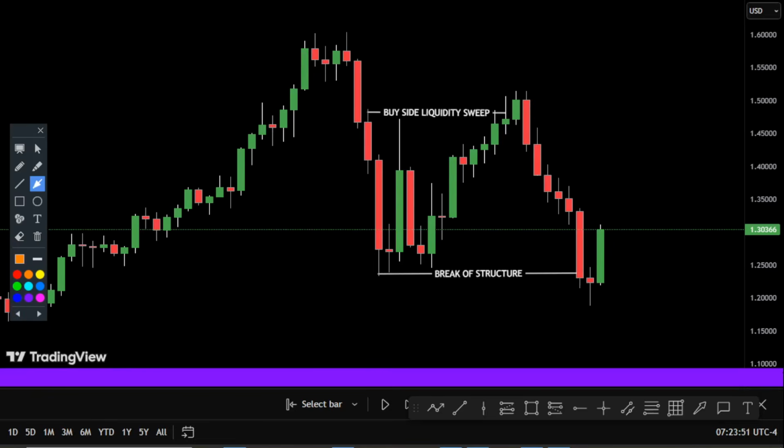We mark the origin of this expansion leg, which broke structure after sweeping liquidity, as our fresh unmitigated supply zone. These zones often attract the market. They form high probability trading zones since the banks will often defend their positions or even execute pending short orders. We then mark this up-close candle as our order block. If price pulls back to this level, we take a sell position after confirmation.